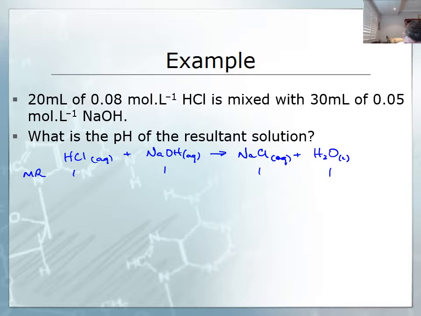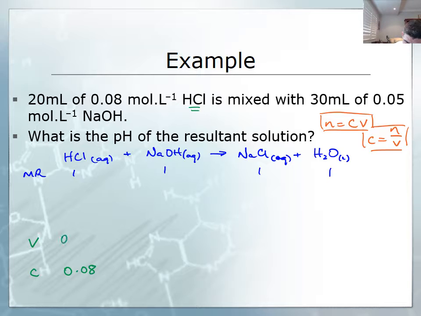This is balanced, so therefore our mole ratios are 1 to 1 to 1 to 1. Now, we also need the very important formulas: n is equal to CV, or C is equal to n on V. Same formula, just rearranged, and these will help us with our calculations. So for the hydrochloric acid, we have a concentration of 0.08 and a volume of 20 mL, which is 0.02 litres.